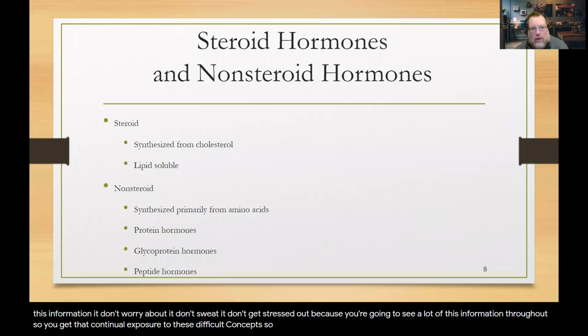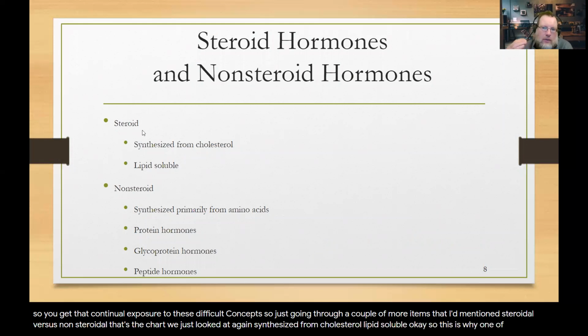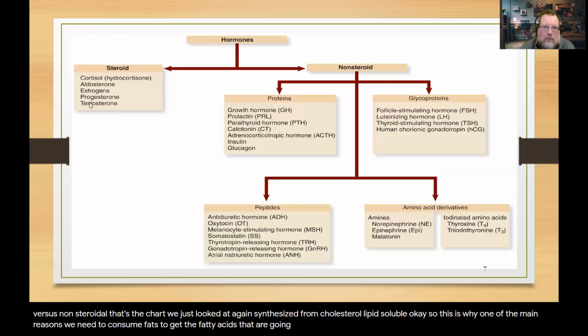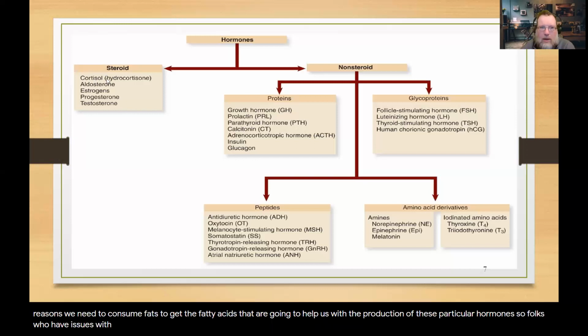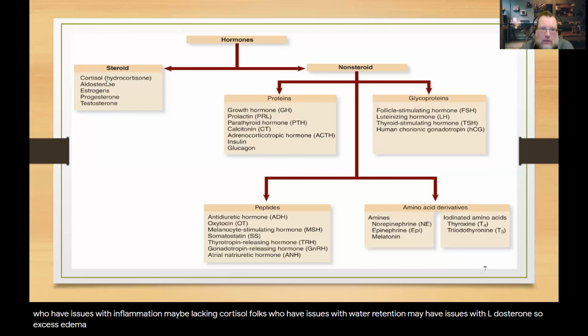Okay, so just going through a couple of more items that I'd mentioned, steroidal versus non-steroidal. That's the chart we just looked at. Again, synthesized from cholesterol, lipid soluble. Okay, so this is one of the main reasons we need to consume fats to get the fatty acids that are going to help us with the production of these particular hormones. So folks who have issues with inflammation may be lacking cortisol. Folks who have issues with water retention may have issues with aldosterone. So excess edema could be an aldosterone problem.